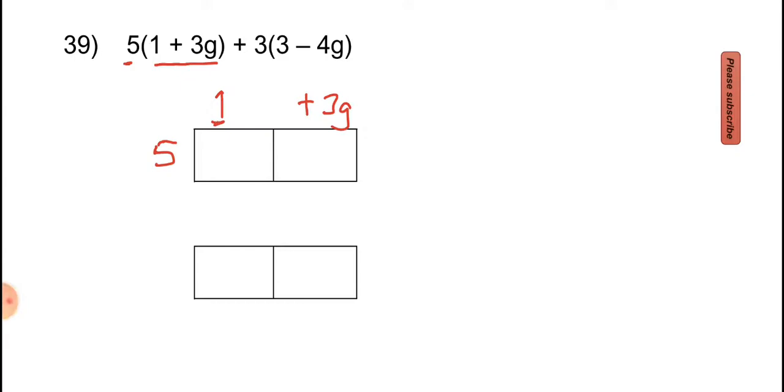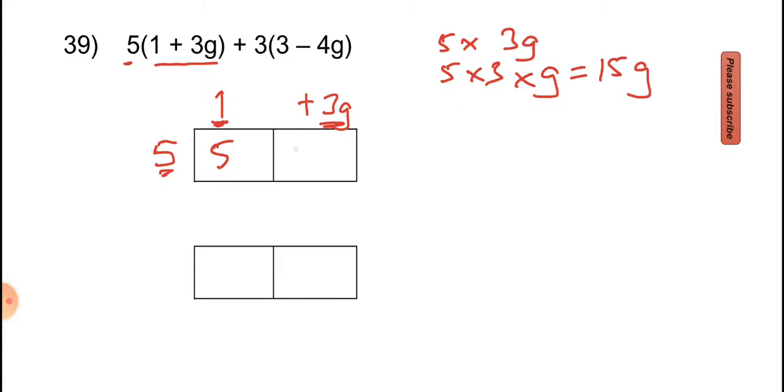So first we're going to do 5 times 1, which is 5, and then we're going to do 5 times the 3g. So 5 times 3g, I can write it like this, 5 times 3g, which is the same as saying 5 times 3 times g, which is just 15g. So the 15g will go there, and it's positive, so it's a plus.